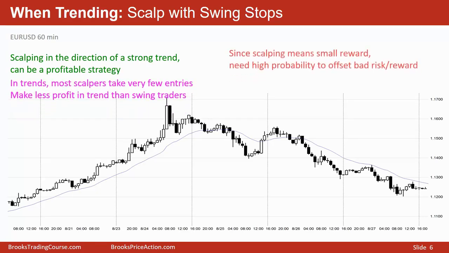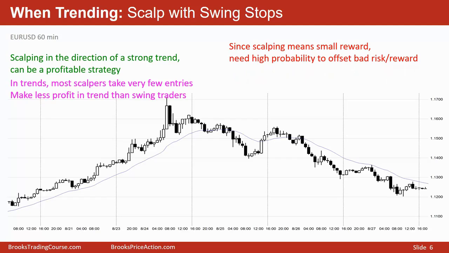Scalping, by definition, has a small reward. You're going for a quick, small profit. And that means the risk reward is bad because in general, your stop is fairly far away and it's often greater than your reward. So you're taking a trade with a bad risk reward profile. How can you possibly make money doing that? Well, most traders cannot consistently make money doing that.